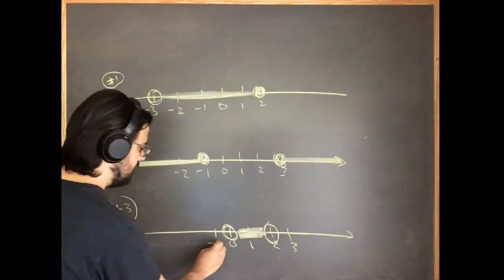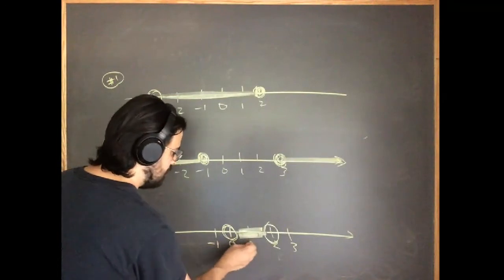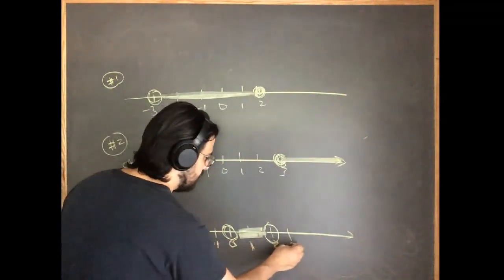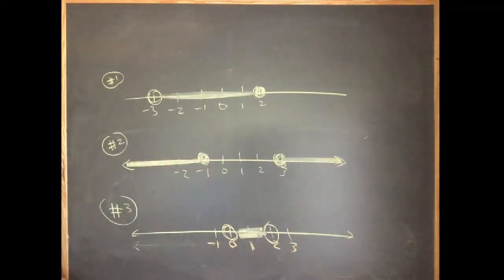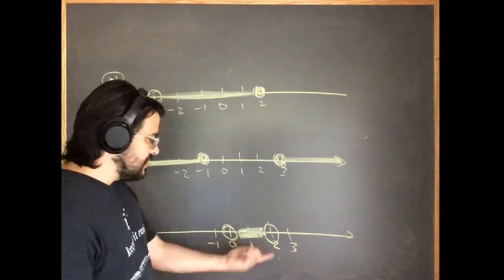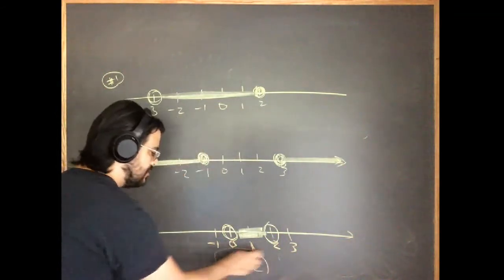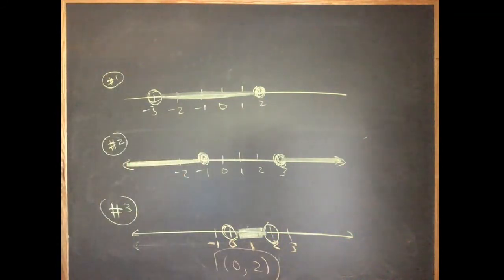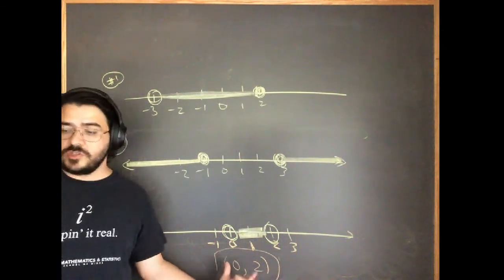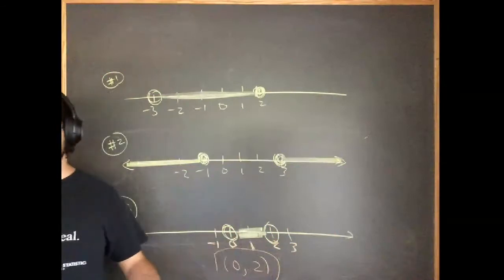This is -1, this is 0, 2, and there's 3. Okay, so we use parentheses in this case because they're open circles. We started at 0, we ended at 2. So yeah, it just looks like the ordered pair 0, 2, but indeed in this case it means all the numbers between 0 and 2. Notice this is a whole infinite collection of numbers. It's all the numbers between 0 and 2.